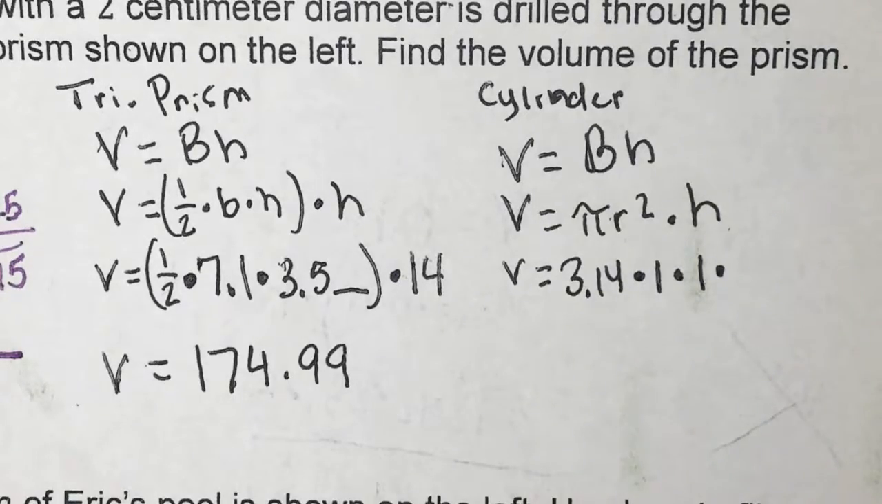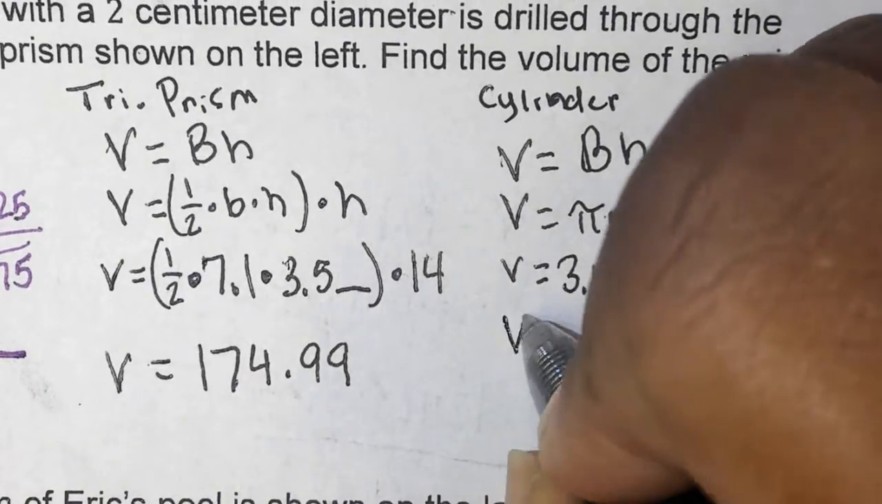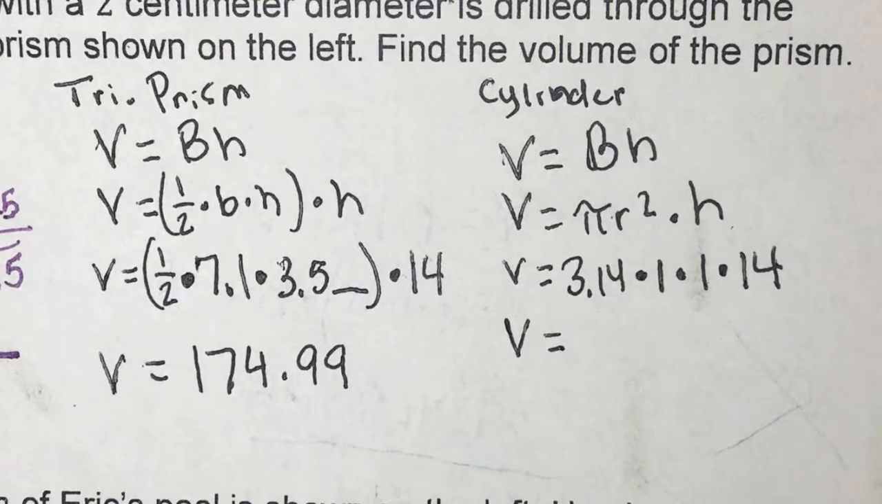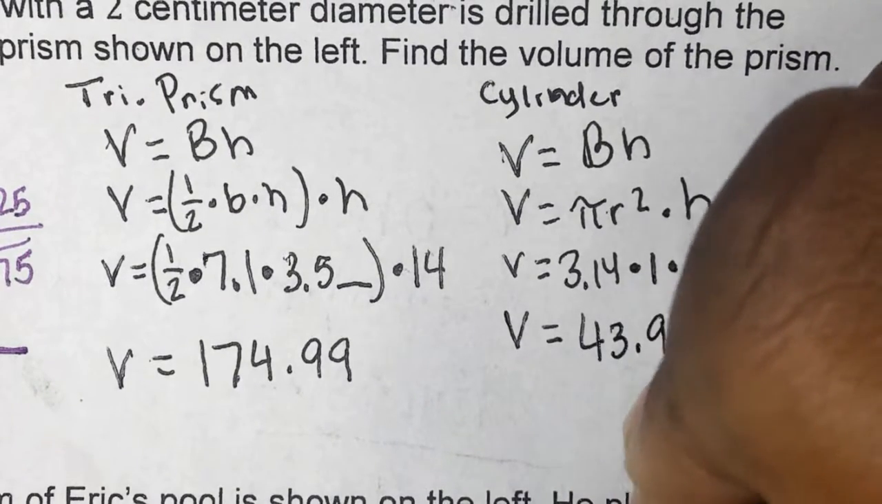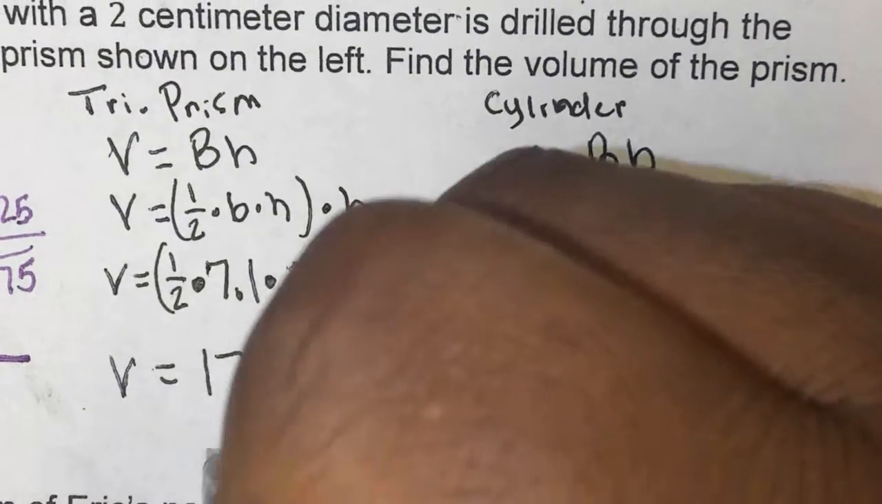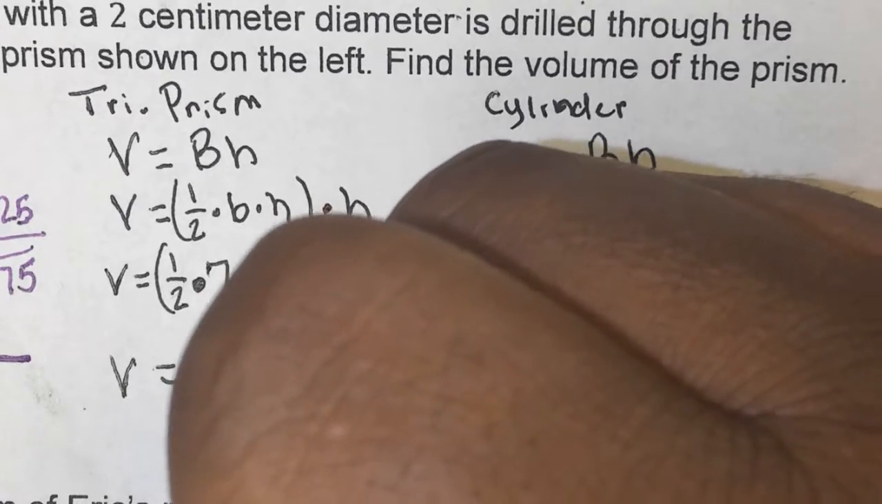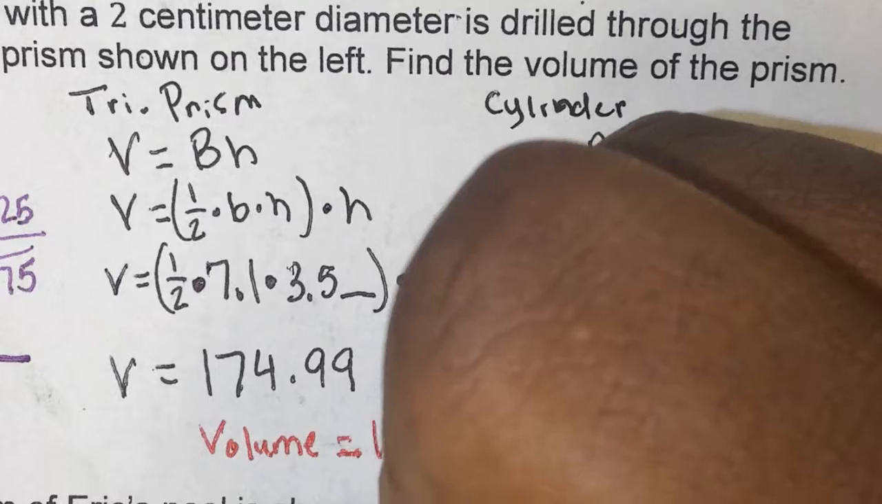Times the height of the actual figure, 14. You have reading issues. 43.96. All right. Then after that, well, I ain't gonna do that yet till I get my actual answer. We're subtracting, it's a whole. So the volume is gonna be 174.